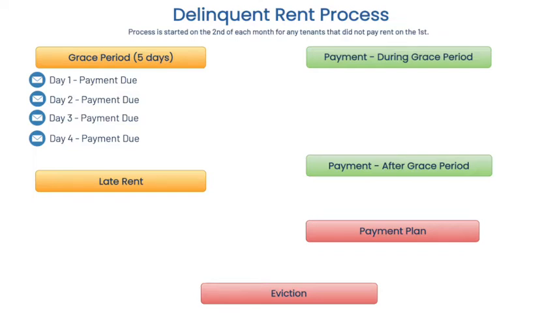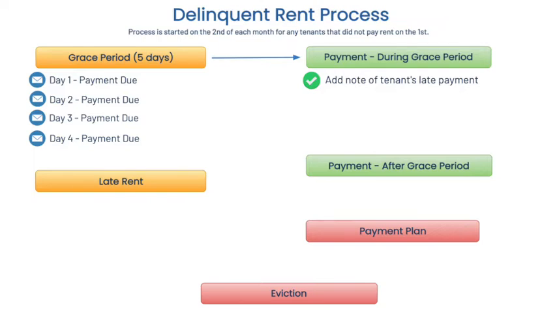If the tenant pays during the grace period, the process will automatically update to the payment during grace period stage, which has a step to then add a note about their late payment to their record. This automatic update is powered by conditional logic based on the delinquent rent data synced from your property management software.